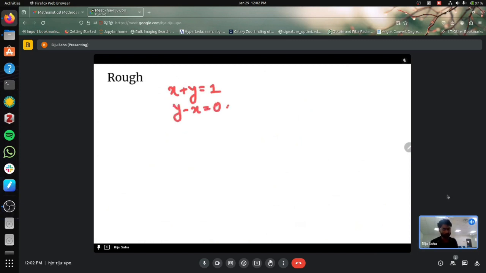This is what we got after comparing both sides. So immediately from the second we can conclude y is equal to x, and using this in the first we can get x equal to y equal to half. So that is how we initially started.